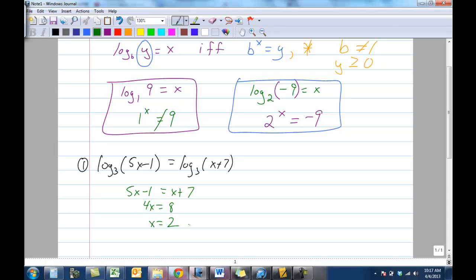All right? And we could check our answer, right? Plug it in. 5 times 2 is 10 minus 1 is 9. 2 plus 7 is 9. Log base 3 of 9 is the same thing as log base 3 of 9. Perfect.